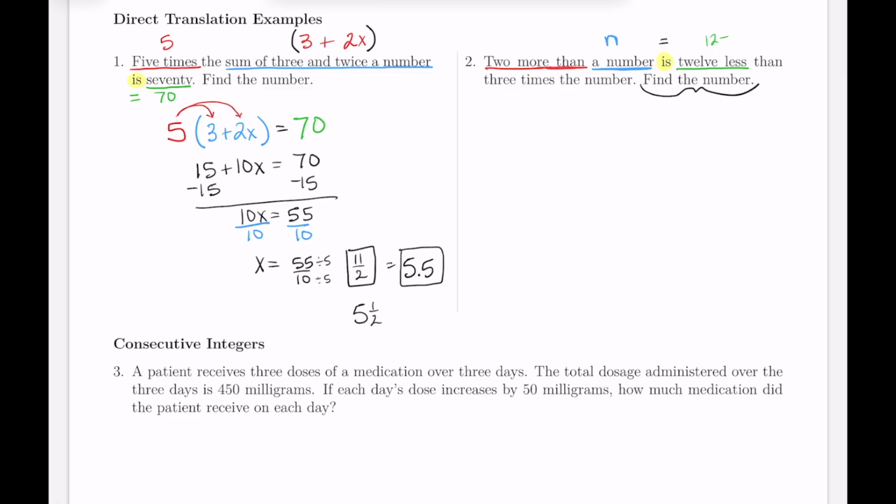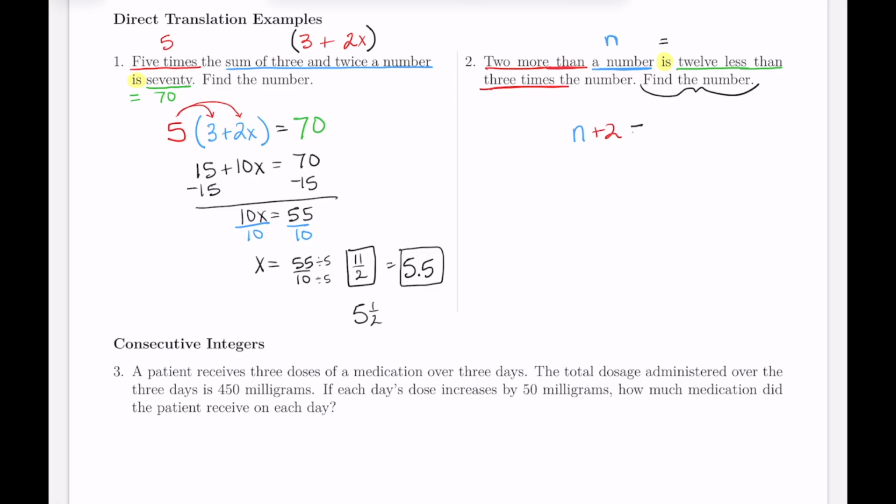Okay, so I'm going to get rid of that for now. So 12 less than 3 times the number. Let's see here. 3 times the number. Sorry, I guess I'm reusing my colors. So those are the main parts of this. 2 more than a number. If I have my number and I want 2 more than that, I could say plus 2.